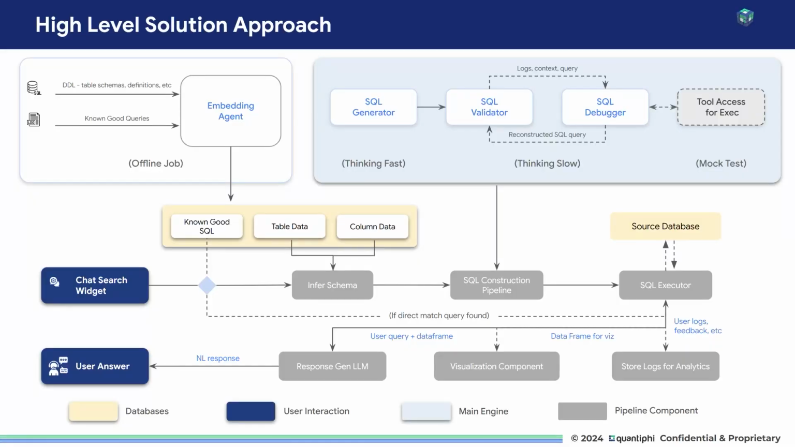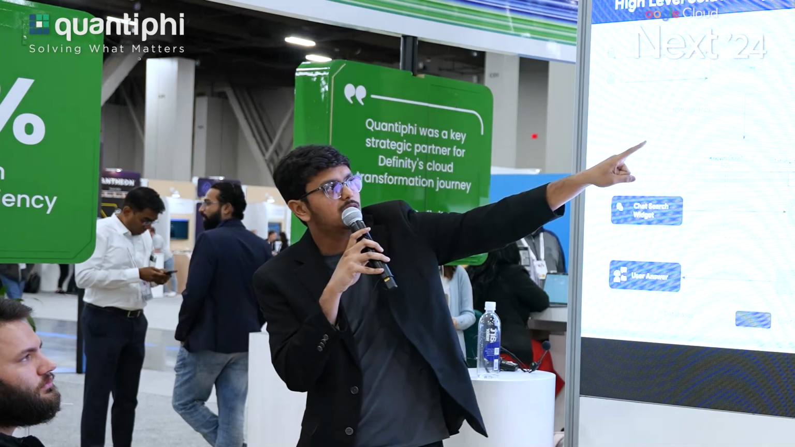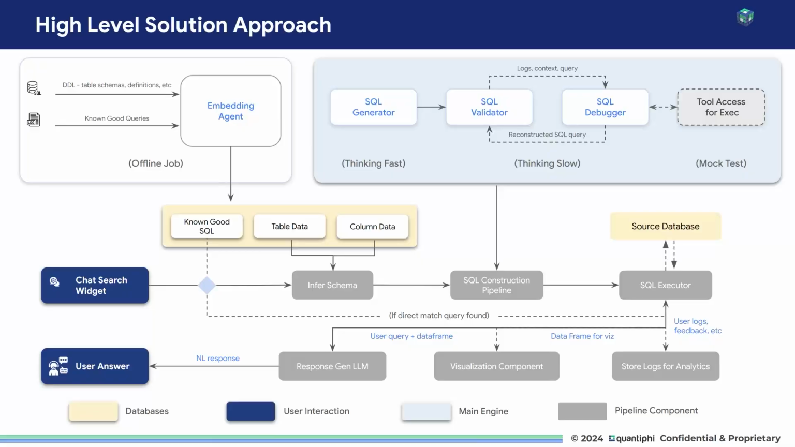And that becomes an iterative process between the validator and the debugger to see if the SQL query generated is, one, syntactically correct, and two, logically correct given the database schema. And the SQL debugger has access to a bunch of tools that help it run these mock tests, right? So this is the heart of the entire pipeline, where it generates the SQL query.